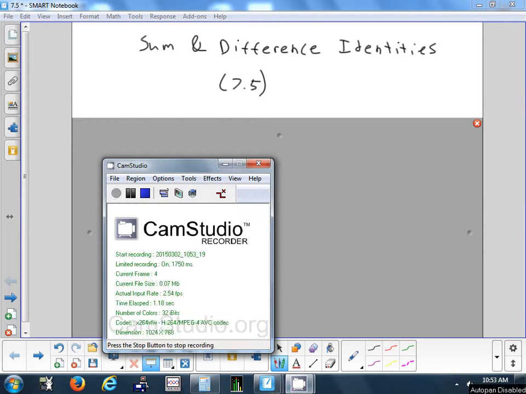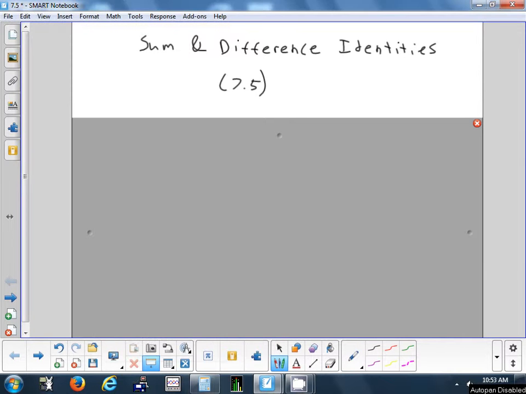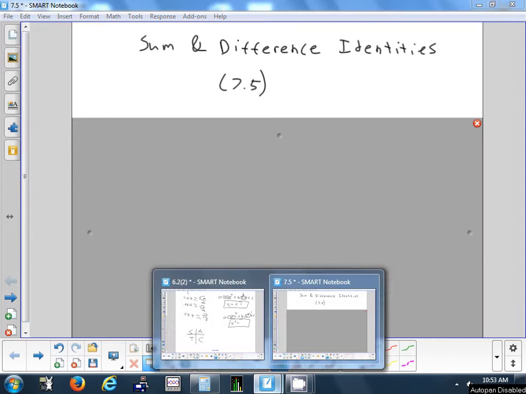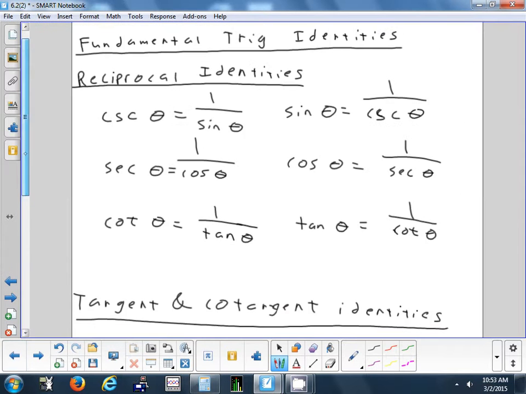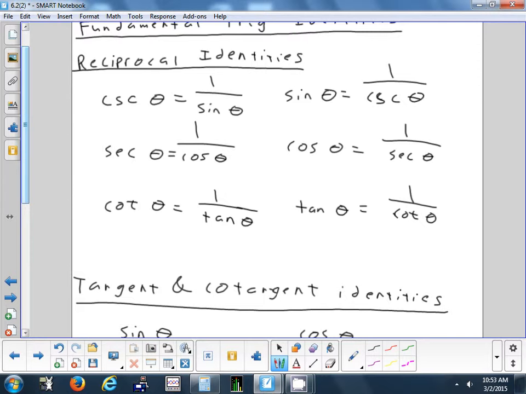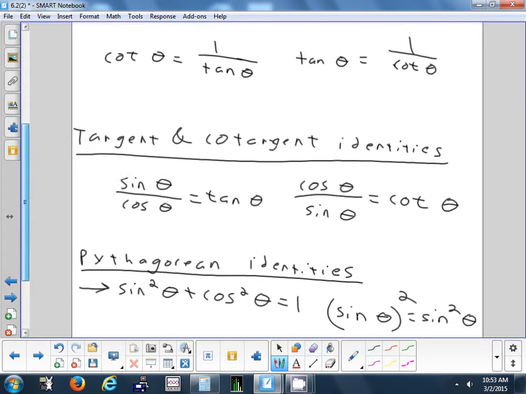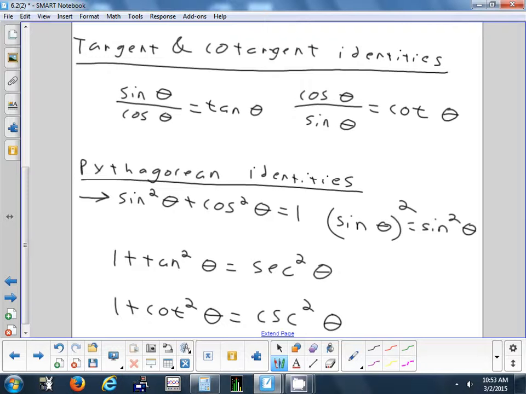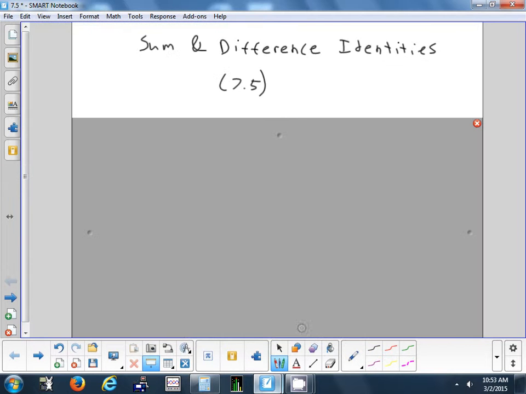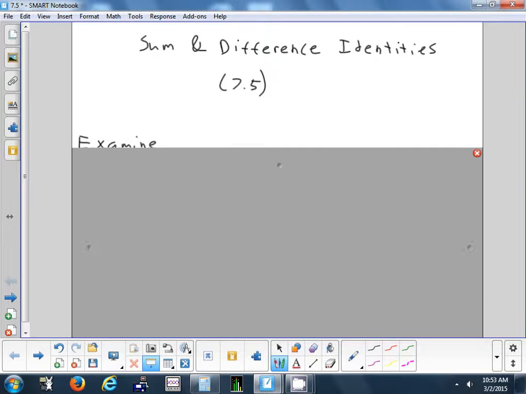All right, so let's take a look at section 7.5. We've talked about some basic identities so far. Let me go back. Last test we did the reciprocal identities, tangent and cotangent, and Pythagorean. We're going to look at a couple more sets of identities, starting off with sum and difference.